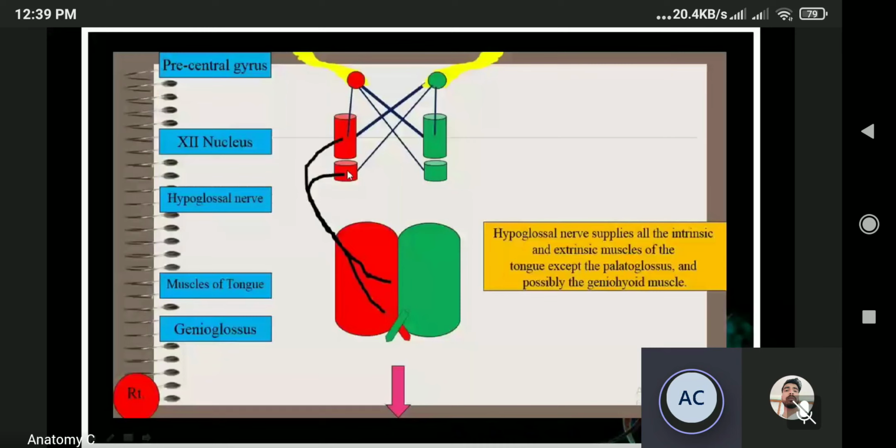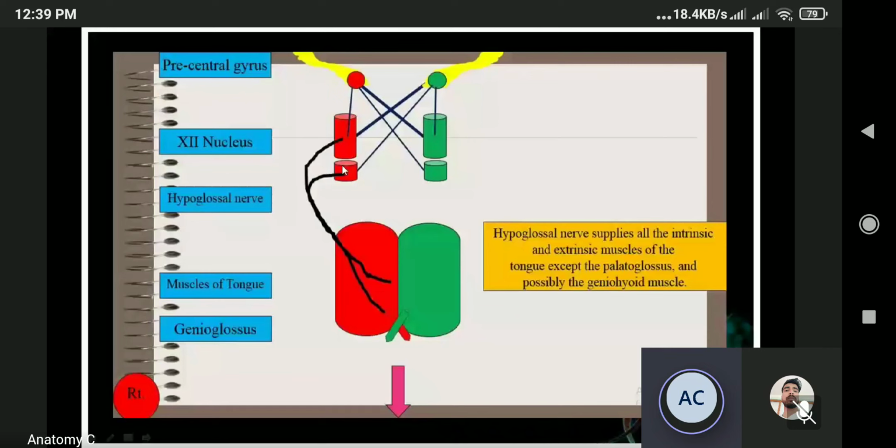This is the part which is innervating the genioglossus. Okay, so this is the hypoglossal nucleus which is innervating the genioglossus. This is also the same one on the left side. Now, just see this part.